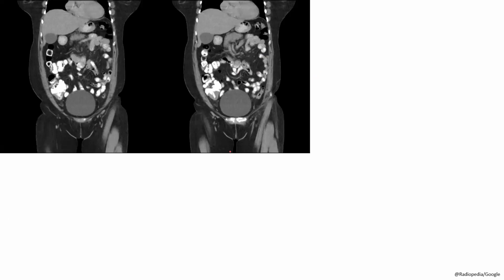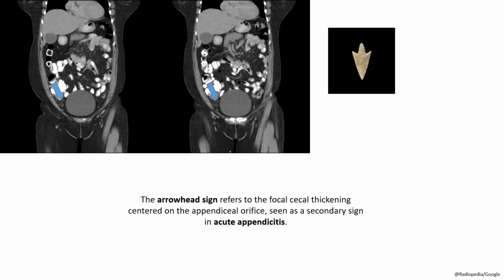What is happening in this CT? You can find arrowhead sign. This arrowhead sign is because of focal cecal thickening, which is centered on the appendiceal orifice, and it gives an appearance of an arrowhead, and it is seen in acute appendicitis.